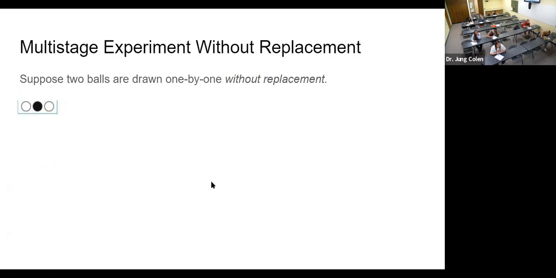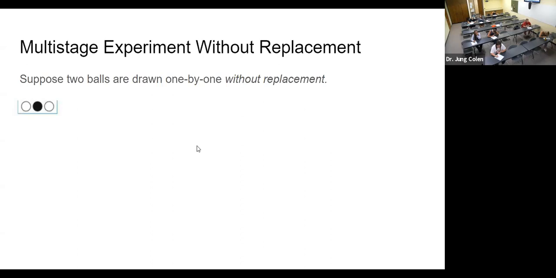Now let's consider without replacement. Once you draw the ball out, then it's out. You're not going to put it back. Okay? Then do you think that's going to be an independent event? No, it's not. Why? Because it affects the next draw, right? Exactly. So this is no longer an independent event.